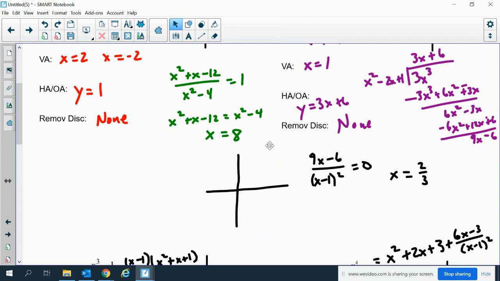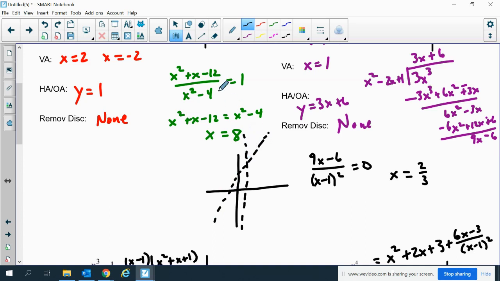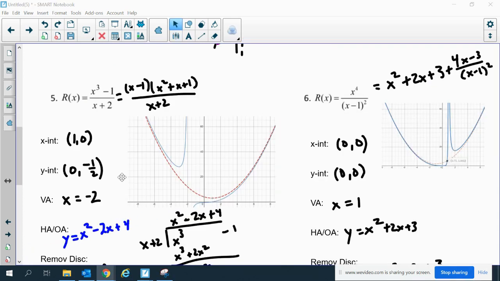I'll draw that again. Here's my vertical asymptote, and I have this intersection. I have this intersection. And I know this goes up forever. So it's going to behave like this and like this.